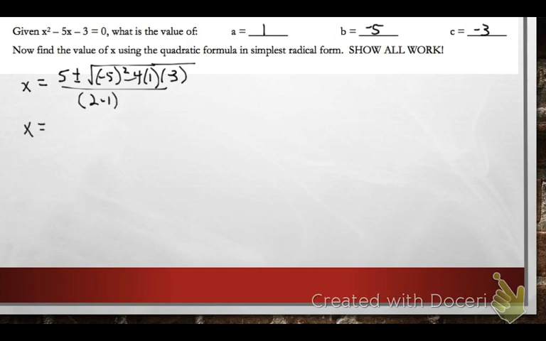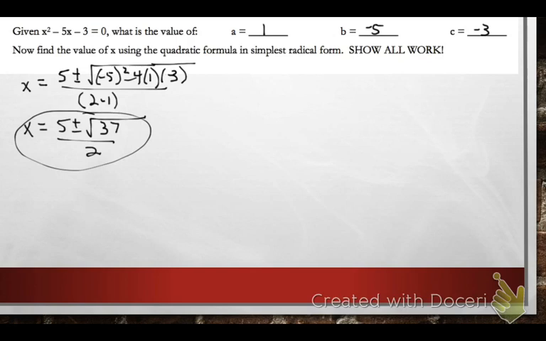Alright, so now let's start under that square root. So that'll give us 25 plus 12, which is 37. And then our denominator is 2. Now, 37 cannot be broken down, simplified at all. I don't have any number that I can divide out in all three places, so that's our final answer. 5 plus or minus the square root of 37, all divided by 2.